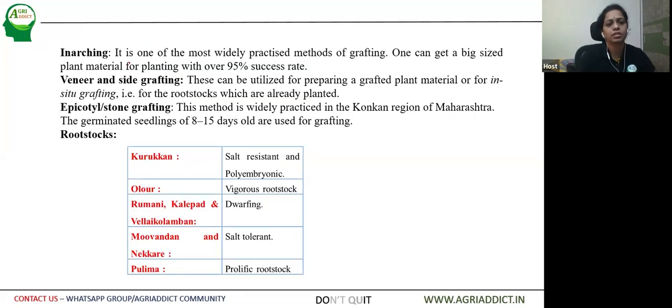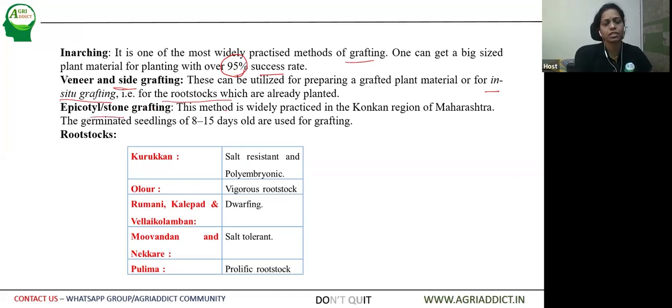The first one, inarching, is one of the most widely practiced methods of grafting. One can get big size plant material for planting, and the success is around 95%. Then side grafting or veneer grafting, this is for in situ of old orchards. So the rootstock trees are headed back and then given a cut such that the scion variety is also inserted, and thereby a graft can be obtained. It is one type of grafting.